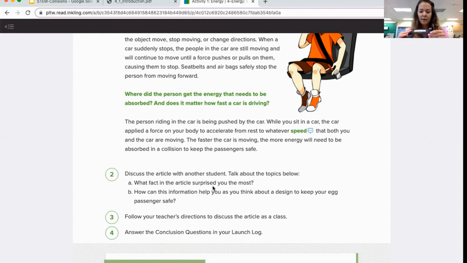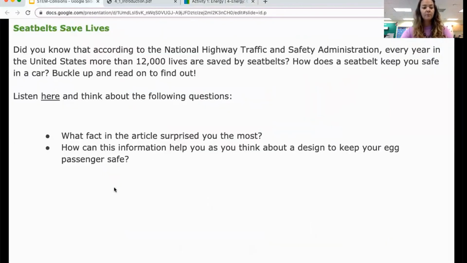So I want you to think again. What fact in the article that I just read to you was most surprising? And how can this information help you as you think about the design to keep your egg passenger safe? Those are some good questions that I want you to keep thinking about.